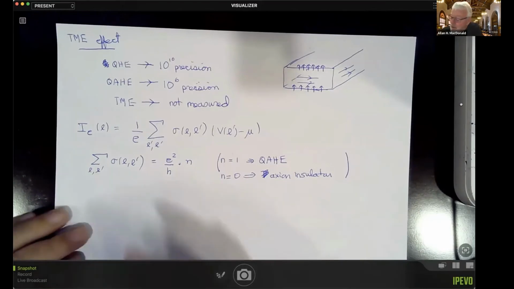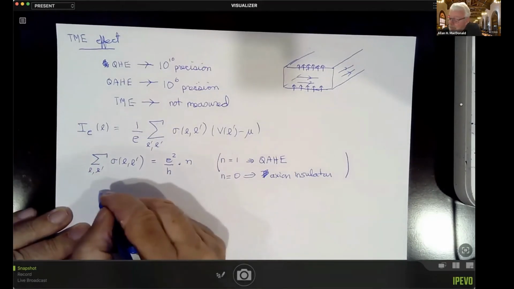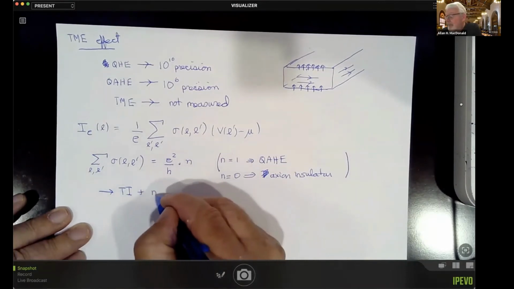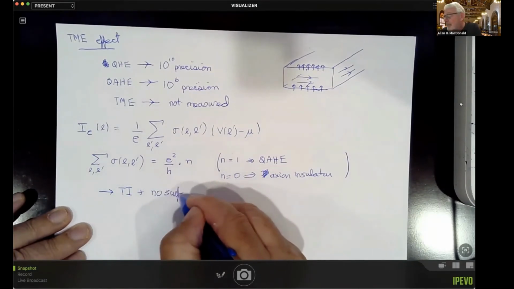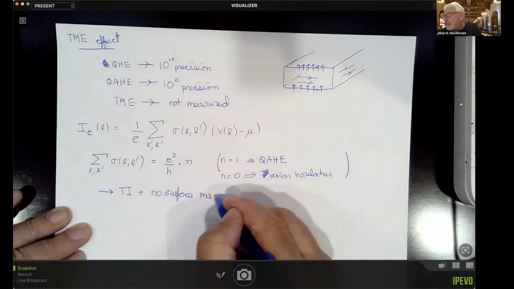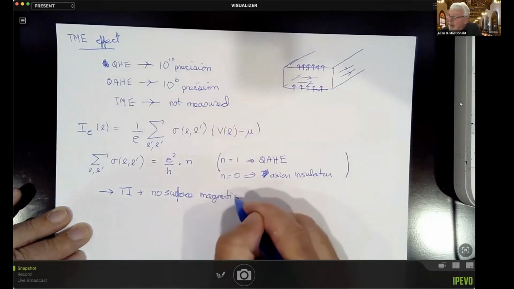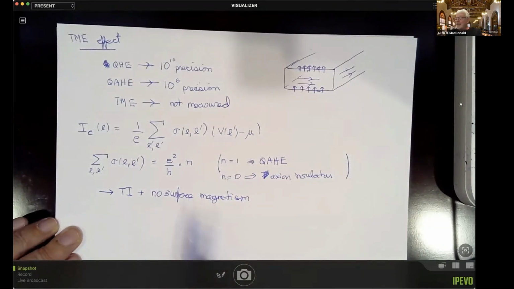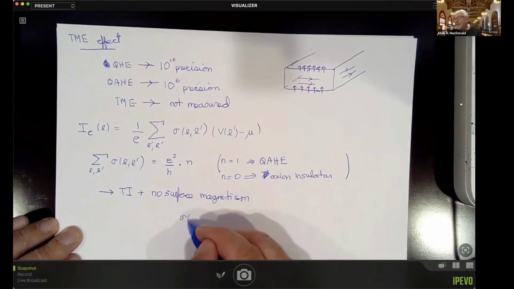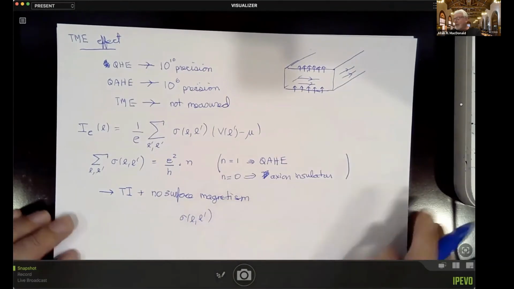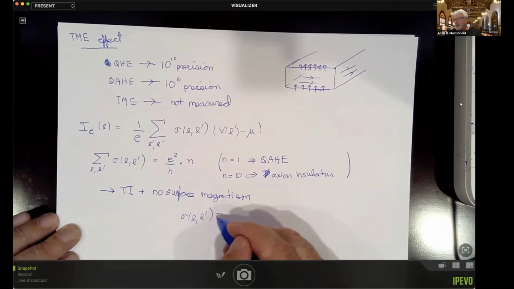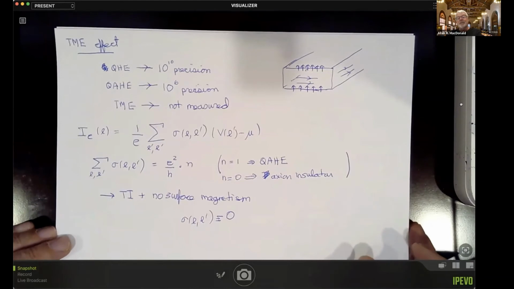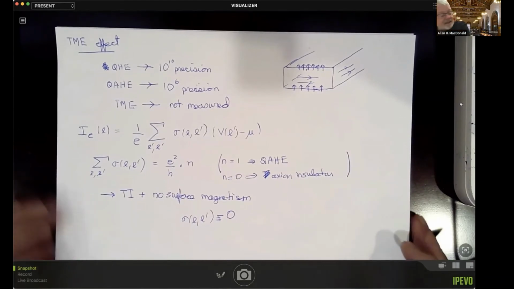And yeah, so I want to make one other remark. If I have a topological insulator and I don't have surface magnetism, then I don't have broken time reversal. And there are no sidewall currents. This non-local Hall conductivity is just identically equal to 0. Everything is driven by the surface magnetism. And okay.